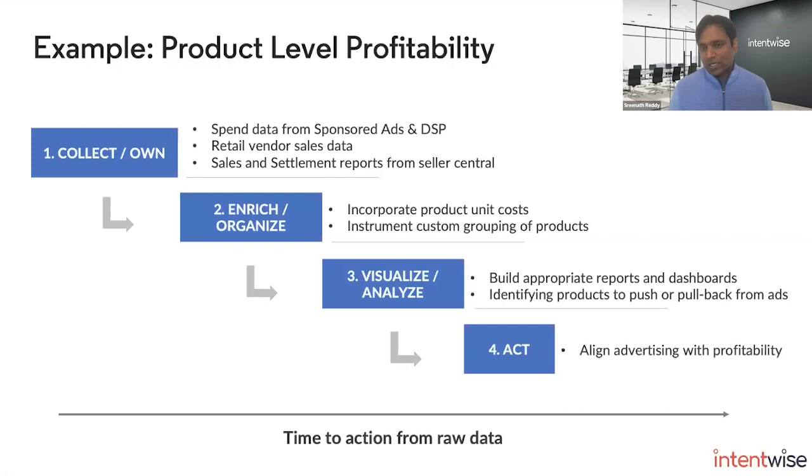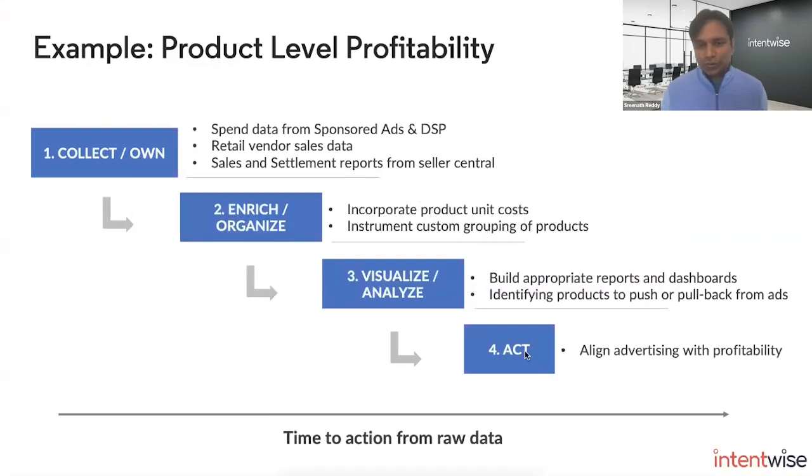And then last but not least, how do you align in terms of actions? Either it's alignment of advertising with profitability, or looking at profitability and making some choices in your supply chain to help with margins, or whatever those choices are. So that's just a sequence of things that have to happen in constructing a product level profitability view.